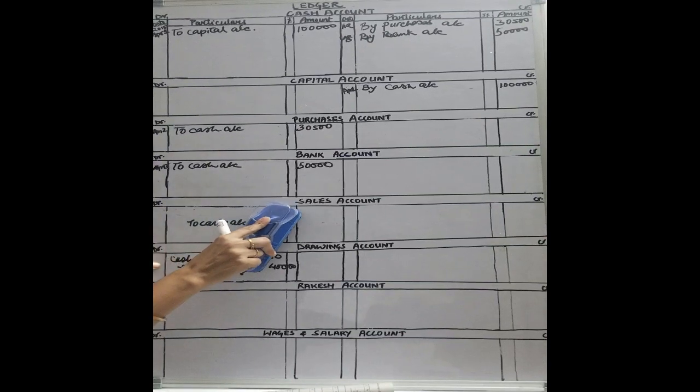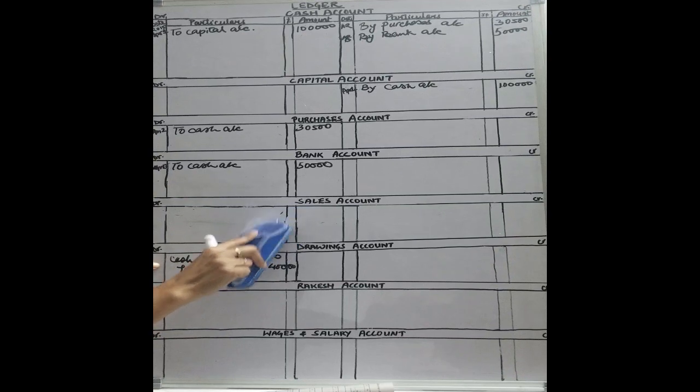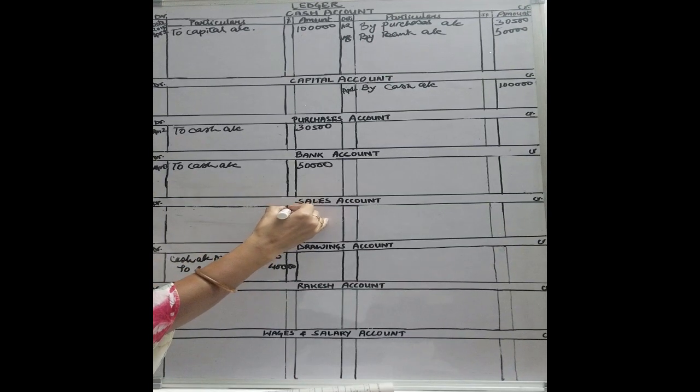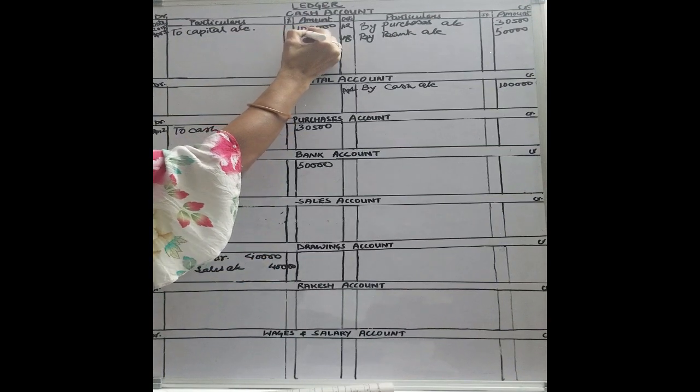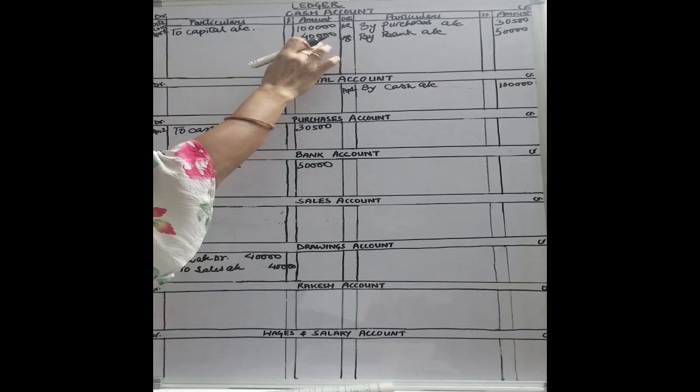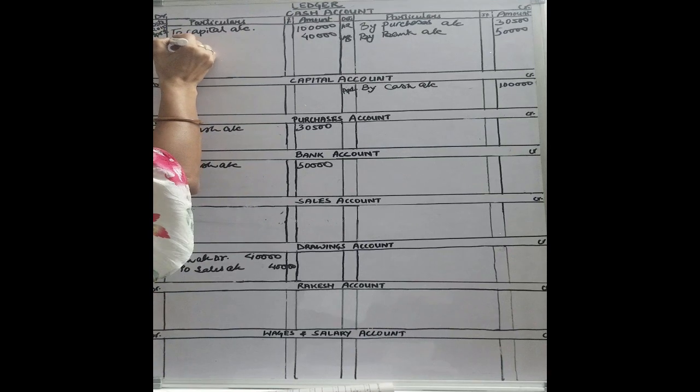So let's just remove this rough work from here. Okay. Now I have already made the sales account here. So now we'll simply transfer the amount there. Okay. Now cash account is debited. So we have to debit the cash account with rupees 40,000, right? So we have entered the amount here on the debit side of cash account. Now the reason behind debiting the cash account is to sales, right?